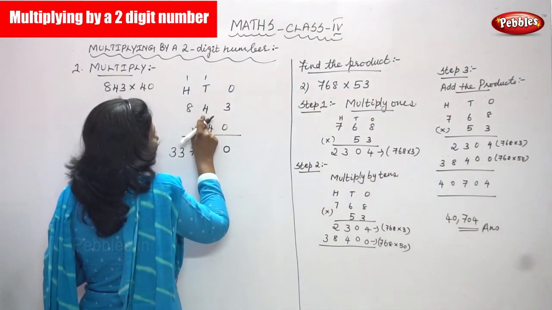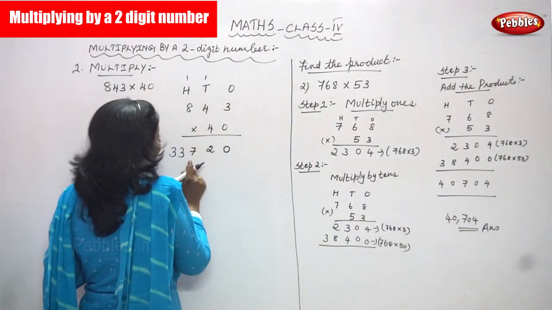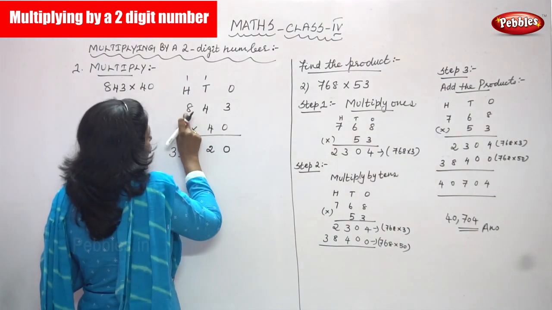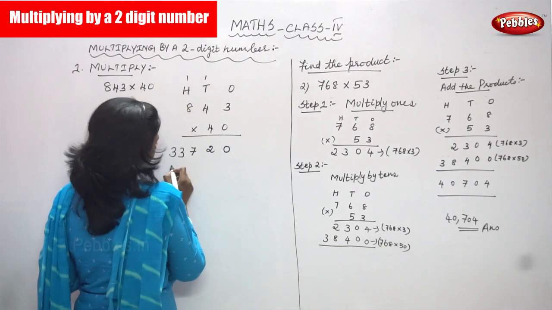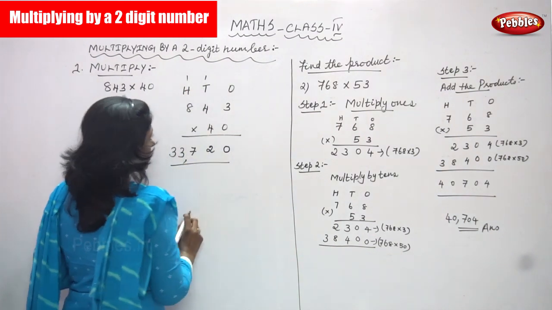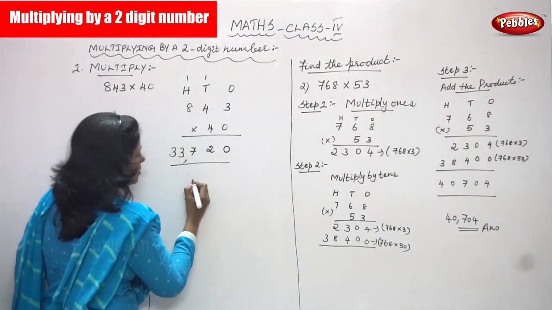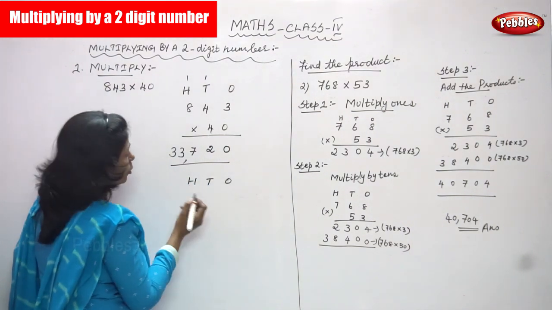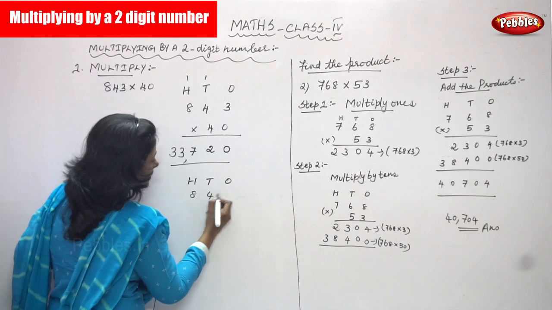So 4 into 4, 16. 16 plus 1, 17. The carryover goes to the 100 place. And 8 into 4, 32. 32 plus 1, 33. This is the answer. See, otherwise you do one thing. I have taught you 3 methods. Whichever is convenient for you, you have to choose that method.